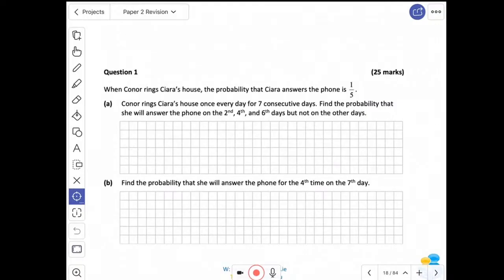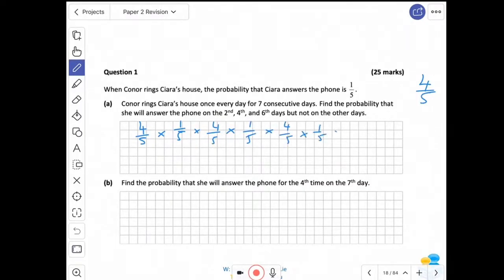So this is very similar to the question that we did at the start, I think it was the boys and girls in the class. You're just going to line them all up and multiply their probabilities by each other. Again, the probability she answers is 1/5, so the probability she doesn't answer is 4/5. She answers on the 2nd, so she didn't answer the first day. She answered the 2nd day. She didn't answer the 3rd day. She answers the 4th day. She doesn't answer the 5th day. She answers the 6th day, and she doesn't answer on the 7th day.